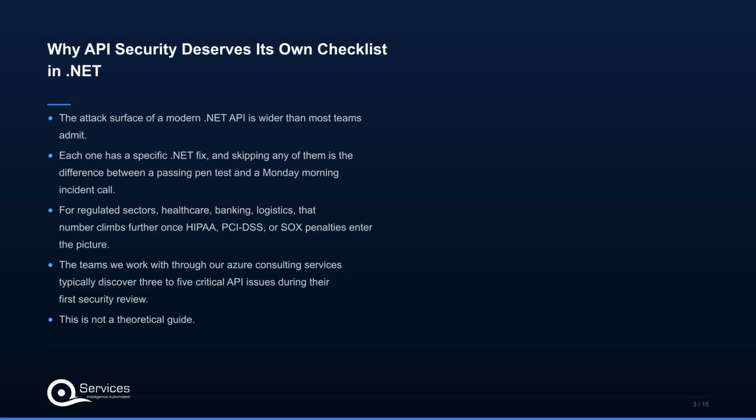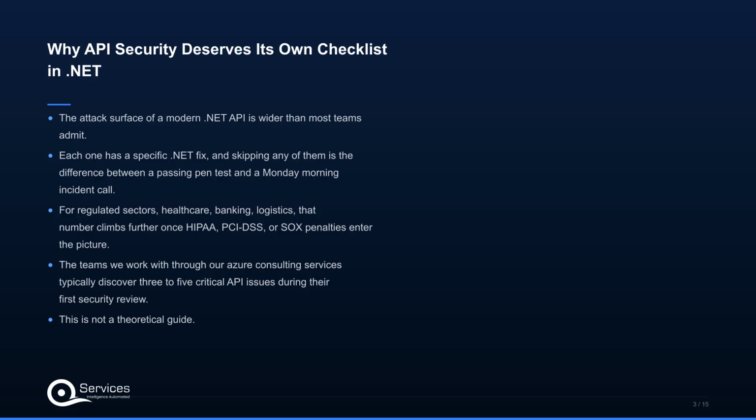Let's talk about why API security deserves its own checklist in .NET. The attack surface of a modern .NET API is wider than most teams admit. You have JWT validation, model binding, serialization, EF Core query construction, third-party NuGet packages, and the infrastructure layer surrounding it all.